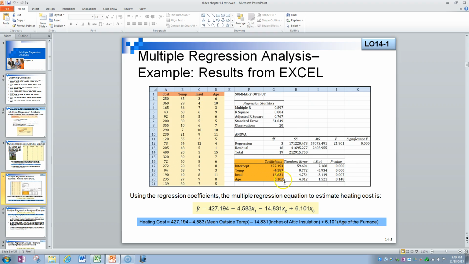Well, if you look at the yellow, the highlighted part here, on the coefficients we get the equation. The intercept is 427, and then the temperature coefficient is negative 4.583. The insulation coefficient is minus 14.831, and the age is 6.101. Using the regression coefficients, the multiple regression equation to estimate heating costs is 427.194 minus 4.583 times x1 minus 14.831 times x2 plus 6.101 times x3.